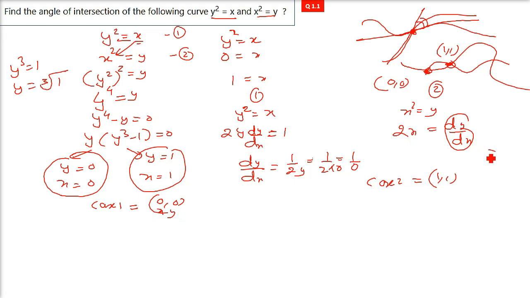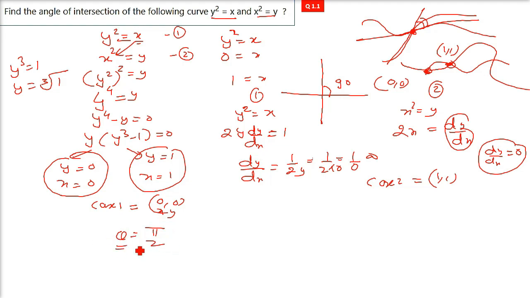And here 2x will be, see, x is 0. So dy by dx is equal to 0. So this is one line, dy by dx equals 0. I'm talking about a line which is parallel to the x-axis, perpendicular to the other. So the angle will be pi by 2, where tan pi by 2 is infinite. So theta is pi by 2 in this case.